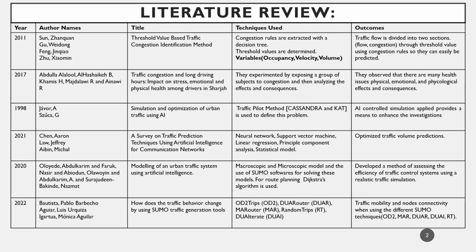The first case study you can see is the threshold value based traffic congestion identification method, where they use three variables: occupancy, velocity and volume, and they determined the threshold value, and the congestion rules were extracted with the help of a decision tree.